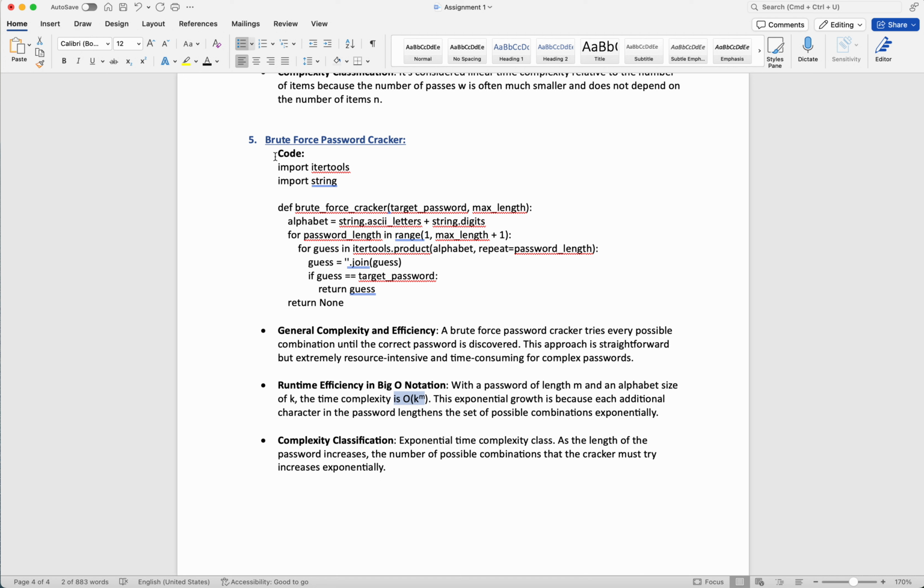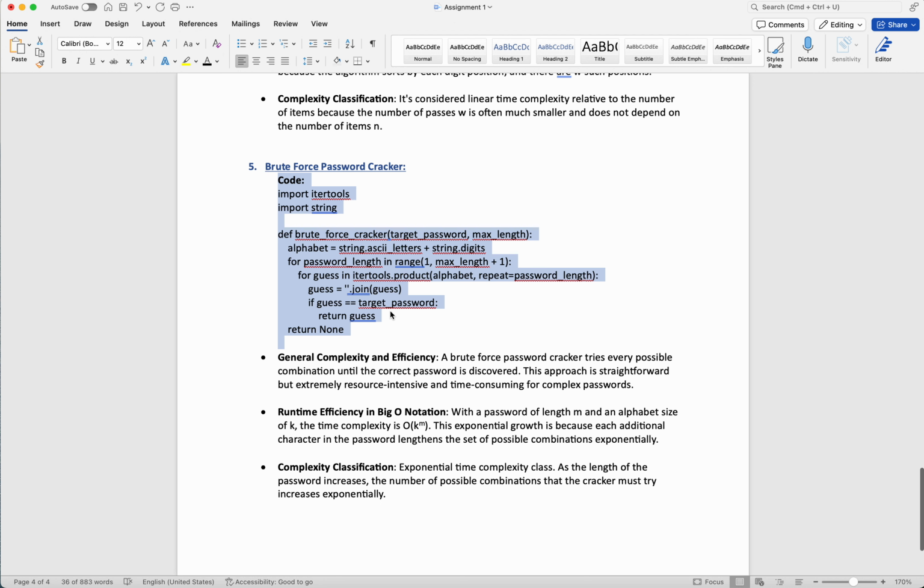For the logic behind the code, it systematically generates and tests each combination, reflecting the algorithm's exhaustive nature. The code is intentionally basic to underscore the computational expense of brute force methods. It's a methodical approach demonstrating the algorithm's simplicity and the trade-off between time and computing power. That's it for the assignment.